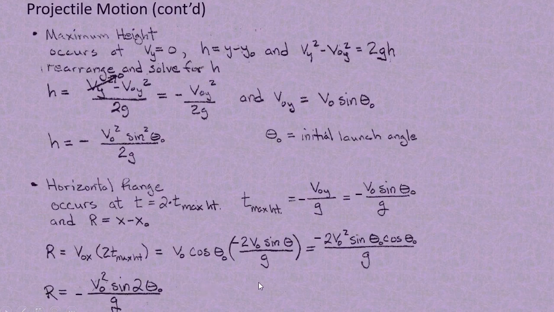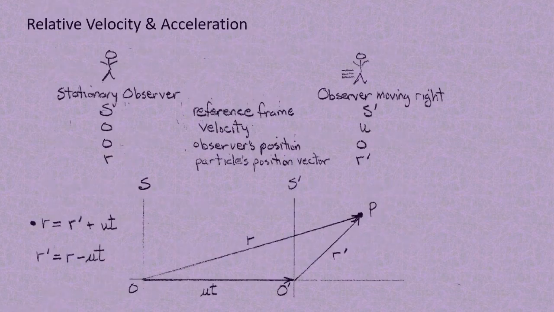Now let's study another type of two-dimensional motion, which is relative velocity and acceleration. When we measure velocity and acceleration, it's always relative to a particular reference frame. So for instance, when you're driving your car, and a speedometer shows 30 miles per hour, it's measuring the car's velocity relative to the ground.